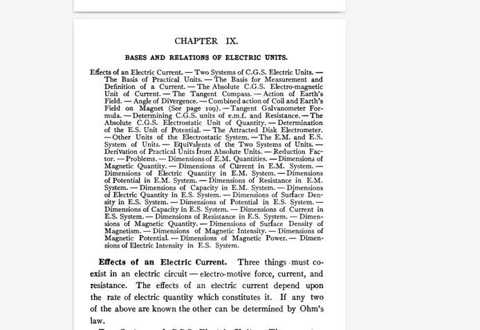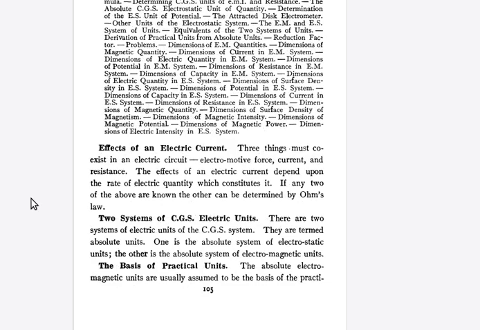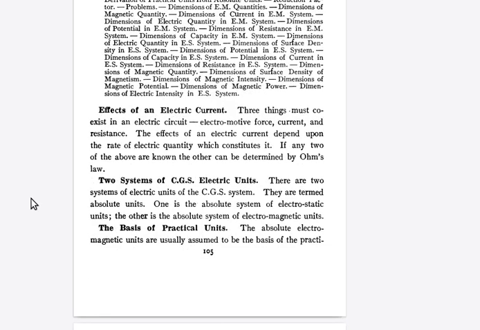Chapter 9, Bases and Relations of Electric Units, Effects of an Electric Current. Three things must coexist in an electric circuit: electromotive force, current, and resistance. The effects of an electric current depend upon the rate of electric quantity which constitutes it. If any two of the above are known, the other can be determined by Ohm's law.